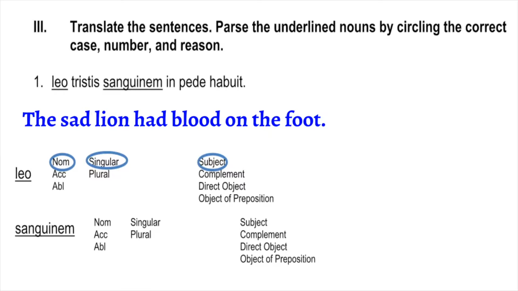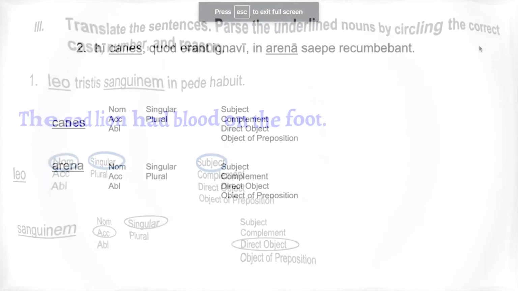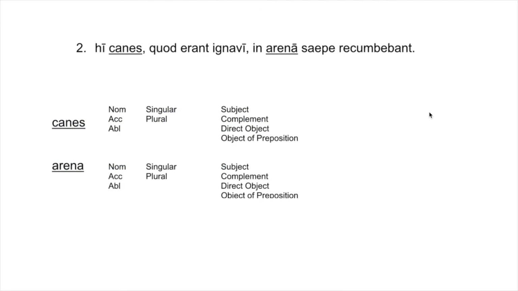The second word that's been underlined in the sentence is sanguinem. We see the em ending. And the em indicates to us that it's a third declension, singular accusative. So we can put accusative here, singular here, and since it's accusative, we know that its purpose is a direct object. Okay, so here is the second one, so I want you to take a moment to pause, translate, and parse canes and arena. Okay, now that you've taken a moment to pause, let's translate. So, hi canes quod erant ignavi in arena saepe recumbebant.